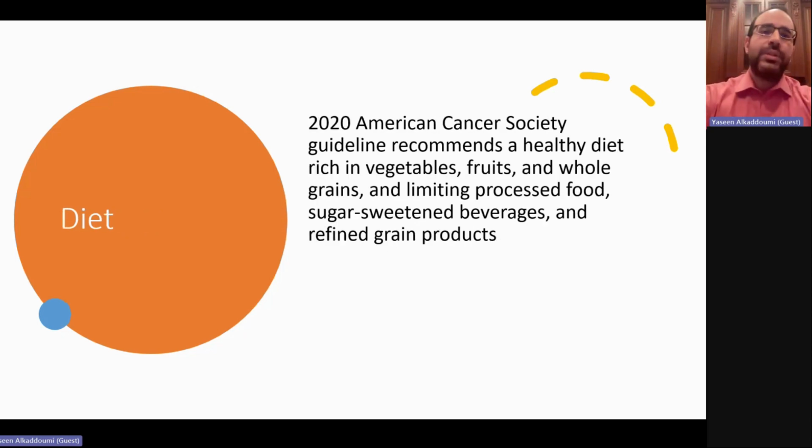Diet: the 2020 American Cancer Society guidelines recommend a healthy diet rich in vegetables, fruit, and whole grain, essentially like a Mediterranean type diet, limiting processed food like cereals, sugar-sweetened beverages, and refined grain products like pasta, white bread, etc.